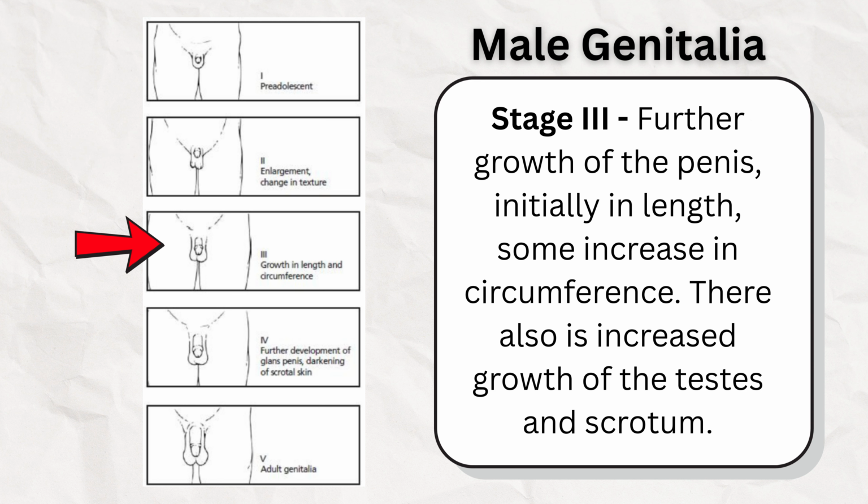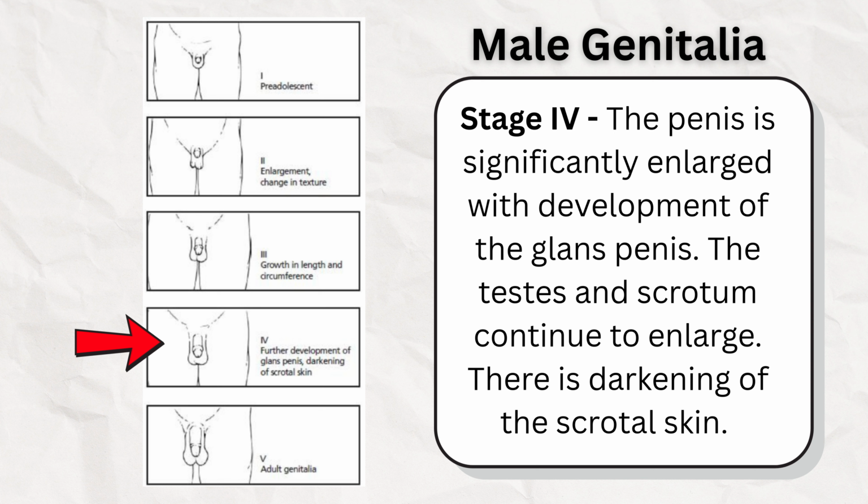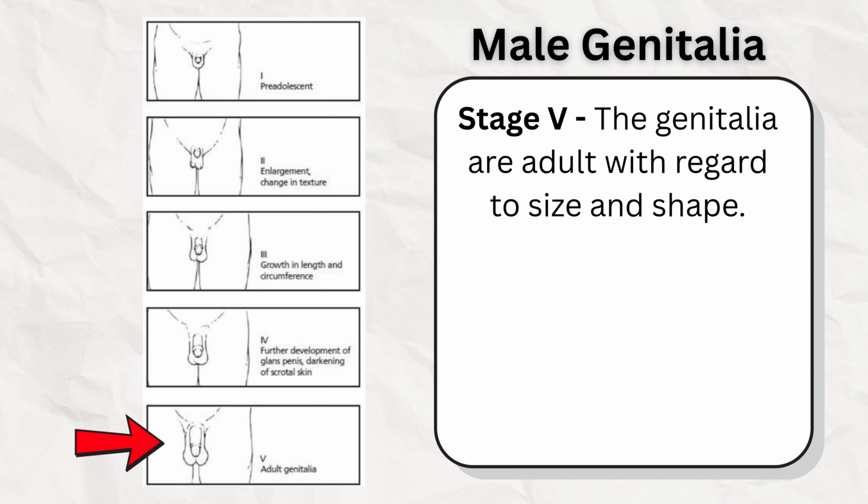Stage 3, further growth of the penis has occurred, initially in length, although with some increase in circumference. There also is increased growth of the testes and scrotum. Stage 4, the penis is significantly enlarged in length and circumference, with further development of the glans penis. The testes and scrotum continue to enlarge, and there is distinct darkening of the scrotal skin. This is difficult to evaluate on a black and white photograph. Stage 5, the genitalia are adult with regard to size and shape.